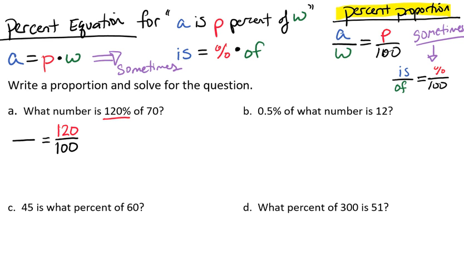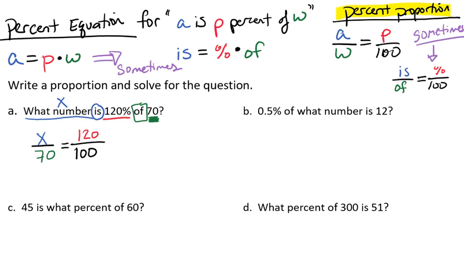Now I need to find the word is. I'm going to find the word is, and the number that comes before it is going to be in my is spot. So it says what number? That's going to be my variable, my x. Then I'm going to find the word of, and whatever number comes after the of goes into the of spot. Then from here, I can look and see what I can do to solve this equation. I just need to get the x by itself, so I need to get rid of the 70. So I can multiply both sides by 70 so that those cancel out.